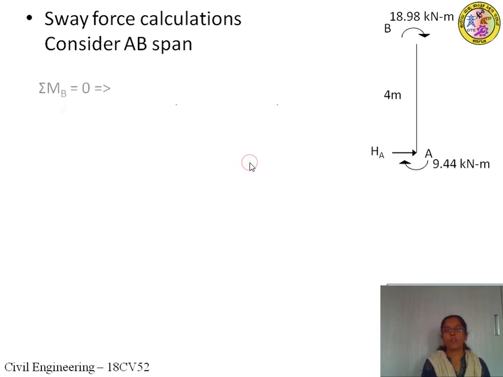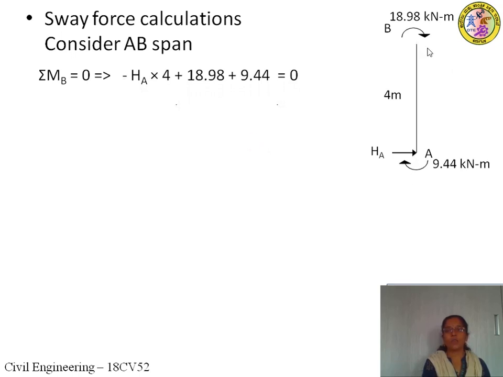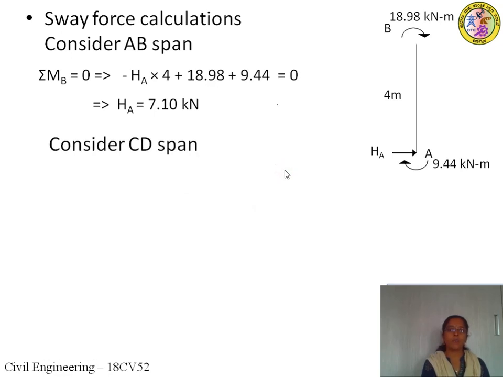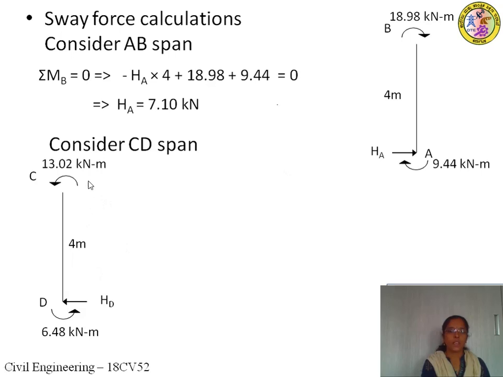Now we will take moment of all the forces about B and equate it to 0. So if you apply it, HA is inducing anticlockwise moment about B, therefore minus HA into 4 plus 18.98 plus 9.44 equals 0, which implies HA is equal to 7.1 kilonewton. Next we will consider CD member, other vertical member CD. So MCD is minus 13.02 and MDC is minus 6.48. So therefore we will assume HD in this direction.